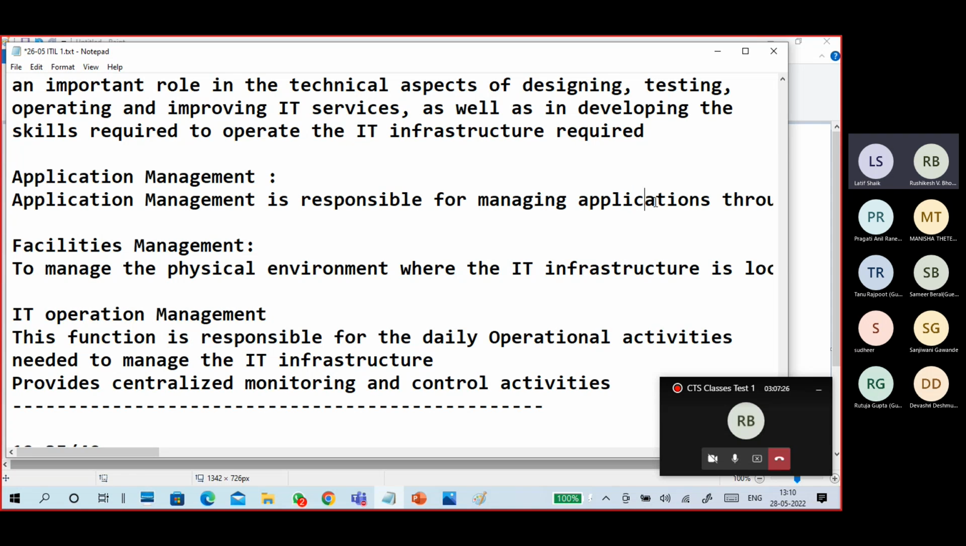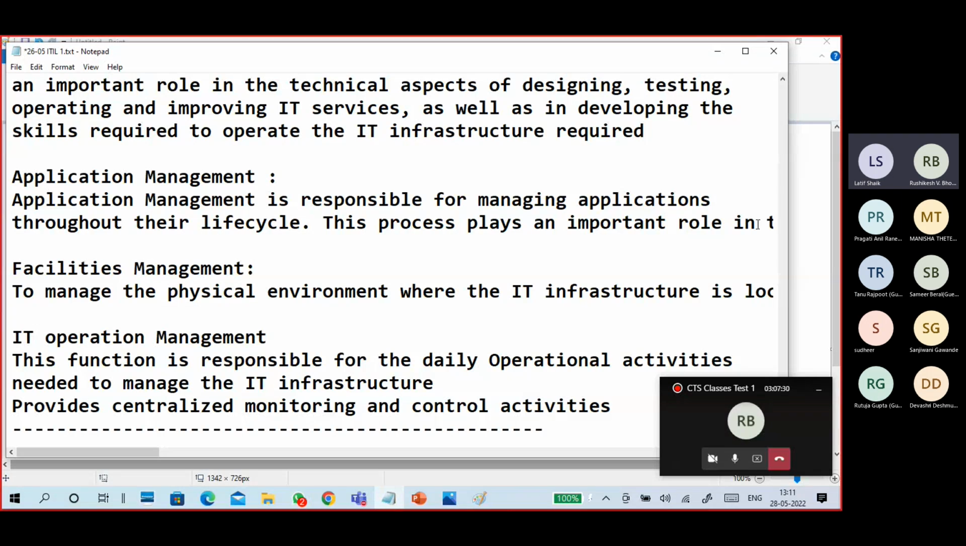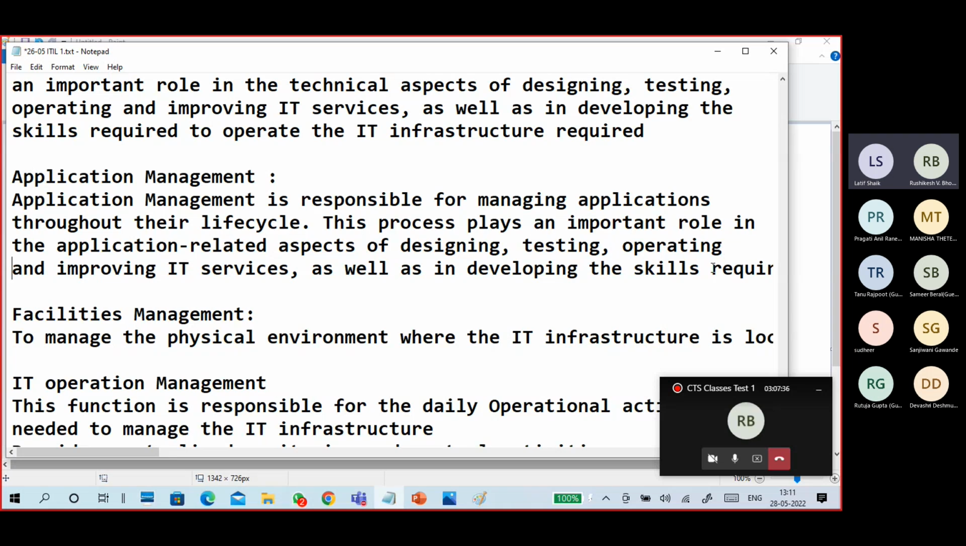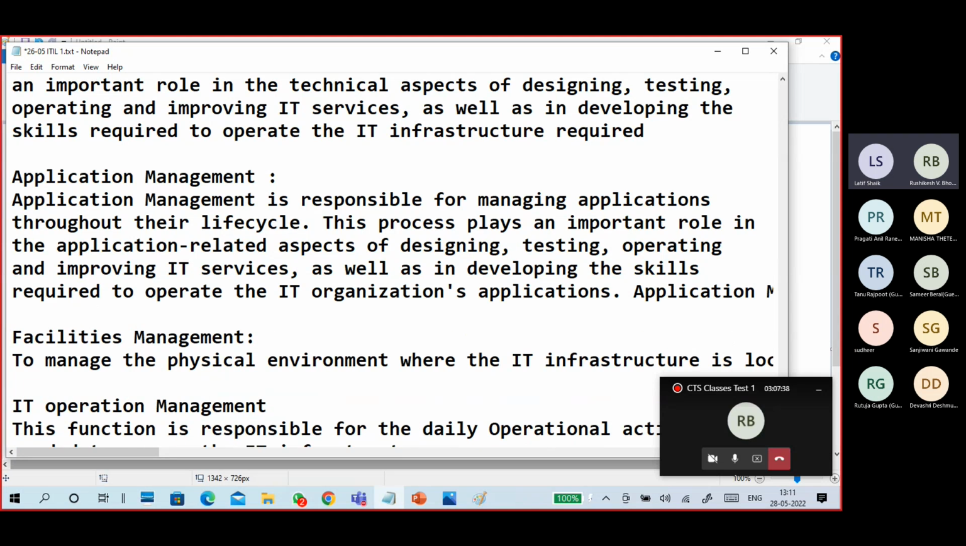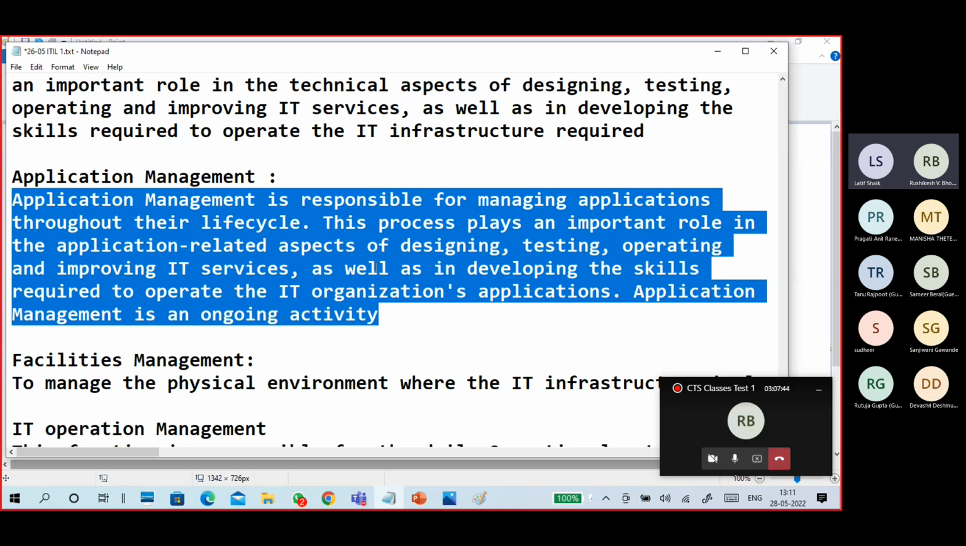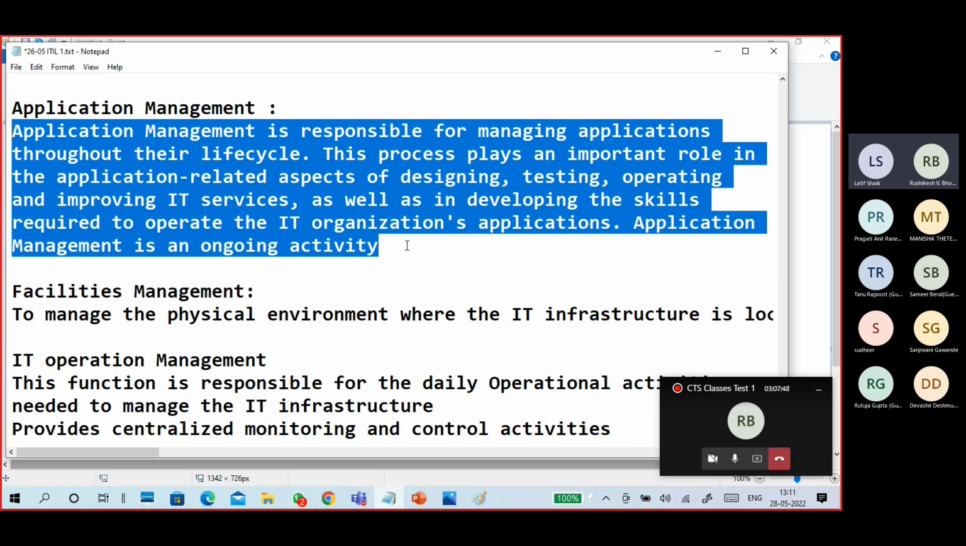Application management is responsible for managing applications throughout their life cycles. What are the issues? What are the assets? Like how many servers are there? What equipment is there? So everything. What complaints are there? How many complaints are solved? So these are all managed by application management only.